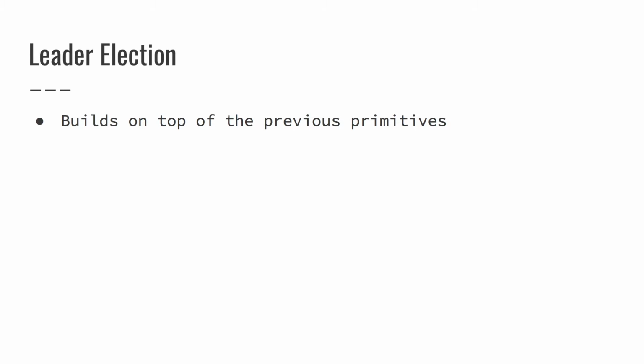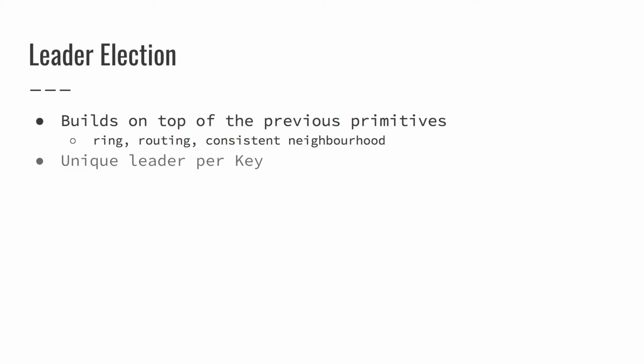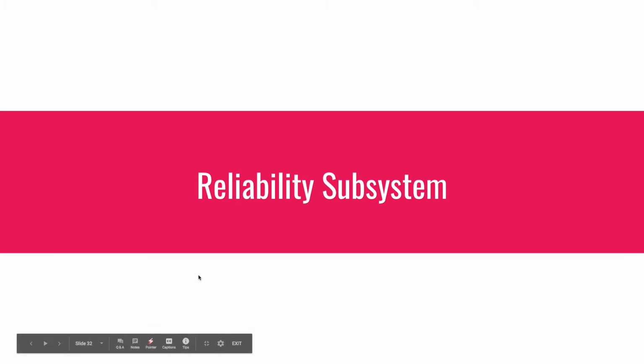The last major component of the federation subsystem is leader election. Leader election in Service Fabric is built on top of the previous primitives, such as ring, routing, and consistent neighborhood. Every key k in the ring has a unique leader, which is the node whose token range contains k. Therefore, leader election is implicit. This concludes the discussion of the federation system, and we'll move on to the reliability subsystem.